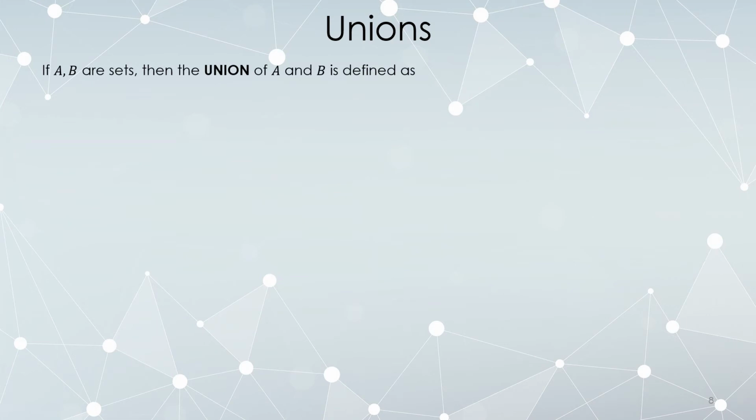So if I have two sets A and B, the union of A and B is defined and notated as follows. We have A and then this symbol, which is simply spoken as union. The union of A and B is equal to the set. Now here, this is set builder notation, so it's all elements of the universe such that the following statement is true: x is an element of A, or x is an element of B.